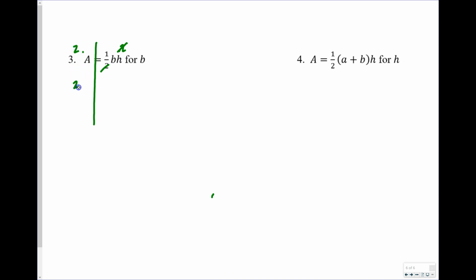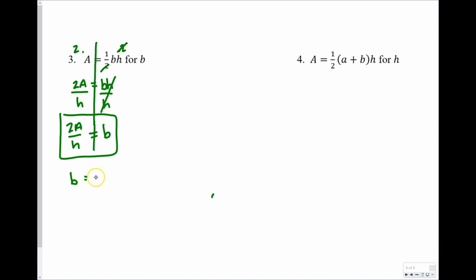On the left side then, I'm going to have 2a equals b times h. And to get rid of the h, I just divide both sides by h, and I get 2a over h equals b. Again, if you want to rewrite it, you can, but you don't have to. It's up to you.